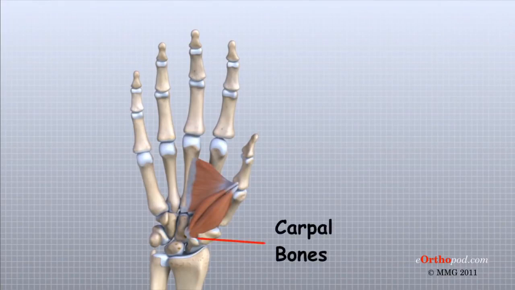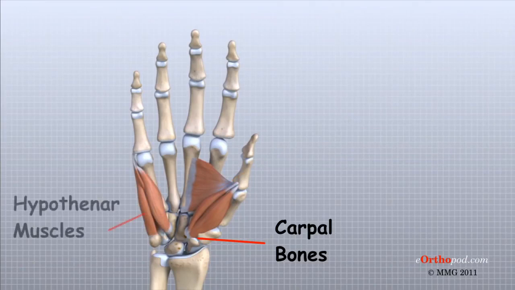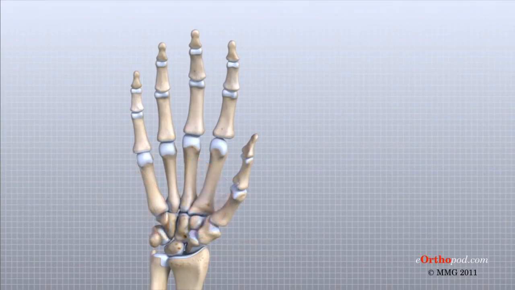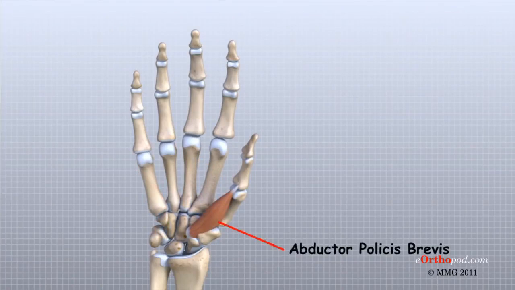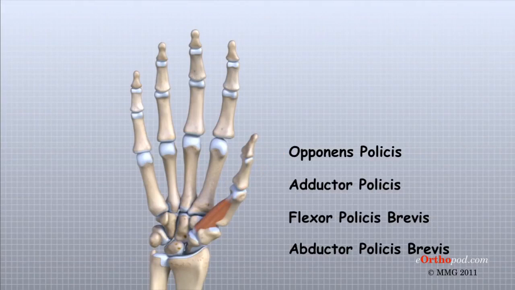The bulge of muscle at the base of the thumb in the palm is called the thenar eminence. The bulge of muscle at the base of the little finger is called the hypothenar eminence. 4 muscles make up the thenar eminence: the abductor pollicis brevis, flexor pollicis brevis, adductor pollicis, and opponens pollicis. Pollicis is the Latin term for thumb.